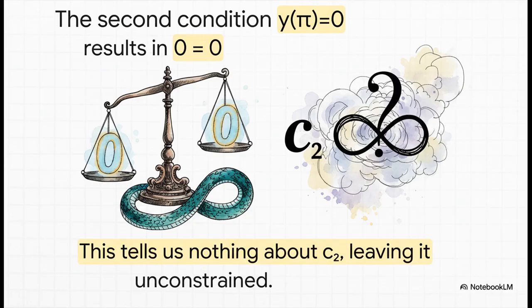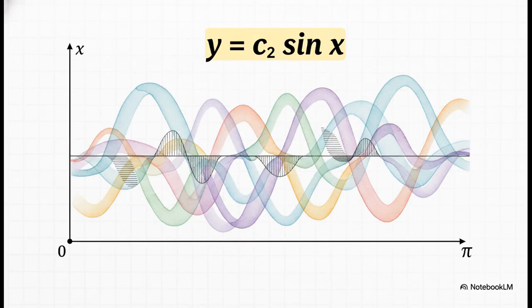It gives us c2 times the sine of pi equals 0. Well, sine of pi is 0, so this just becomes 0 equals 0. Now, that's a true statement, sure, but it tells us absolutely nothing about what c2 is. It could be anything. It is completely unconstrained. And that means c2 could be 1, it could be 5, it could be negative a billion. Any value you pick for c2 will create a perfectly valid function that satisfies both of our boundary conditions.